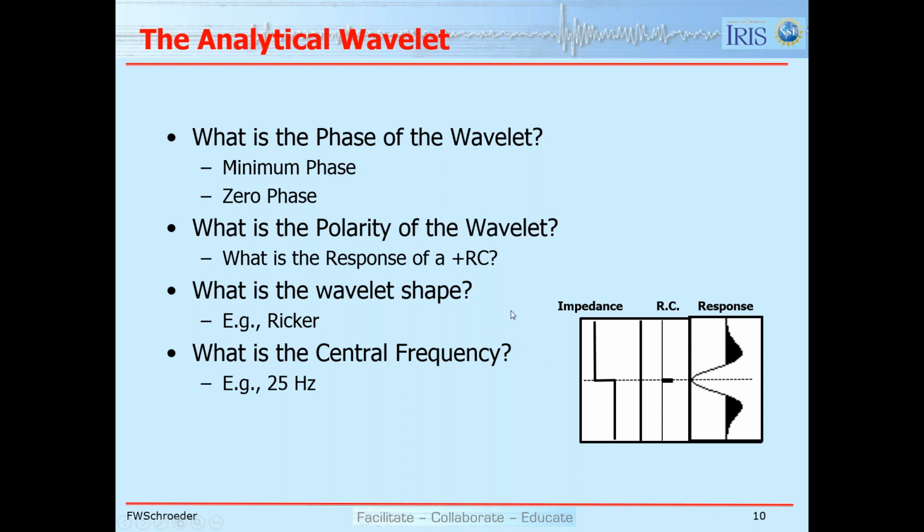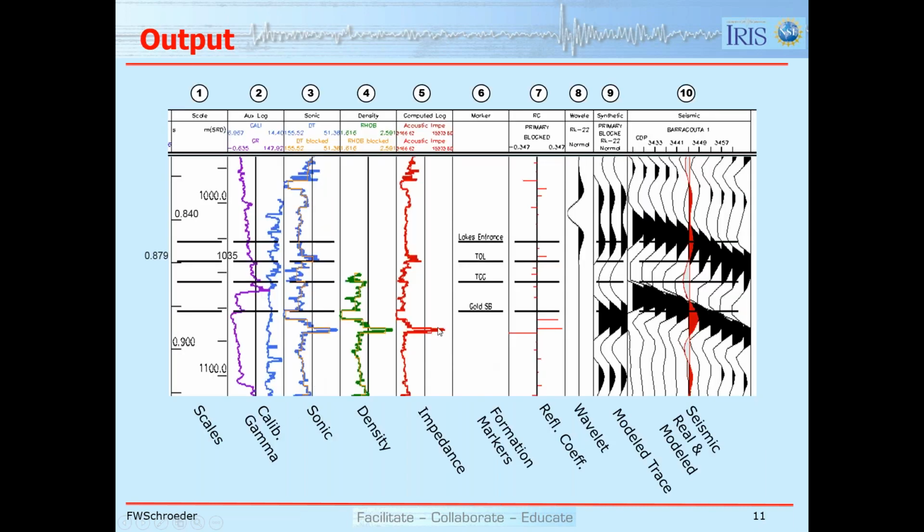If it's minimum phase, we can also input into the modeling software what that minimum phase pulse looks like. And so, as I mentioned, if it's zero phase, we can say, I want a Ricker-shaped wavelet. I want it to have a central frequency of 25 hertz.